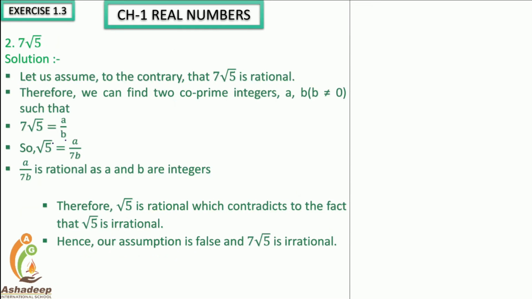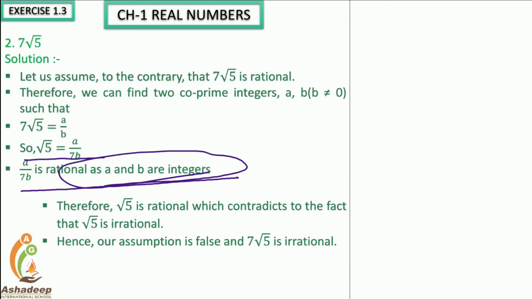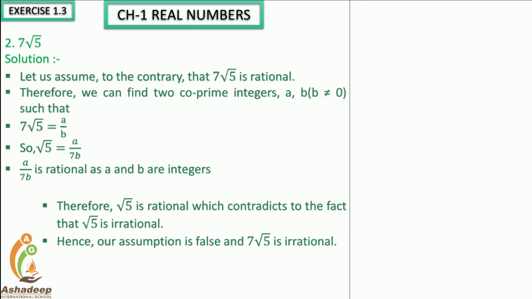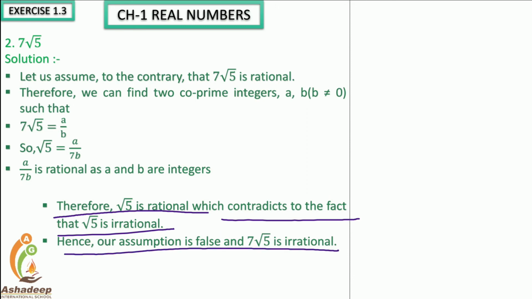Now in the same way, 7 square root of 5. Let us assume to the contrary that 7 root 5 is a rational number. We can find two co-prime numbers a and b, where b is not equal to 0, such that 7 root 5 is equal to a by b. So root 5 is equal to a by 7b. A by 7b is rational as a and b are integers. So therefore root 5 is rational, which contradicts the fact that root 5 is irrational. Hence our assumption is false and 7 root 5 is an irrational number.